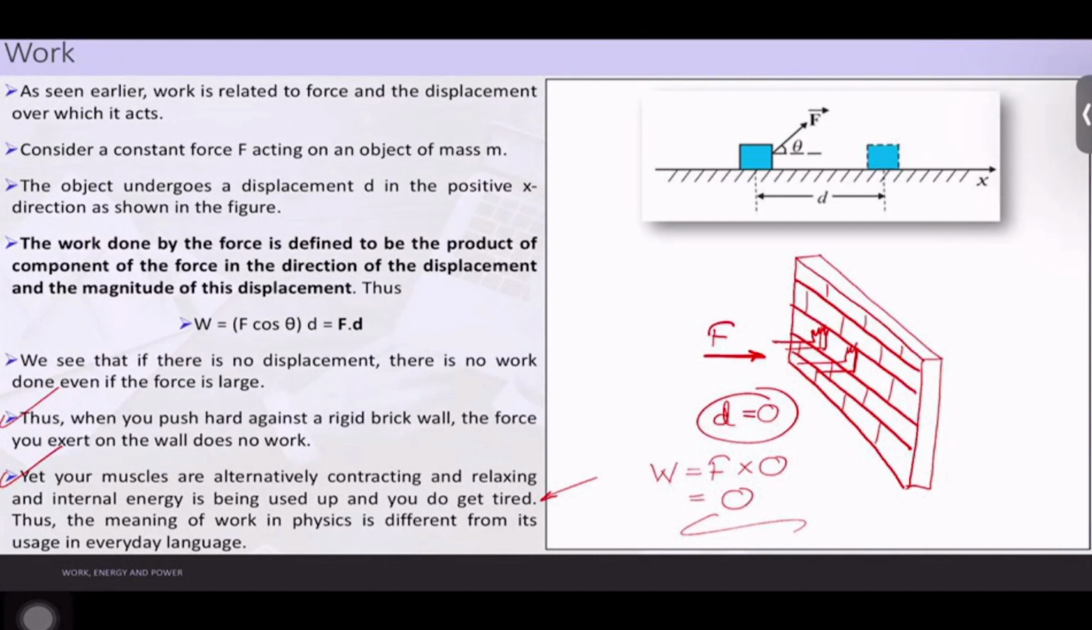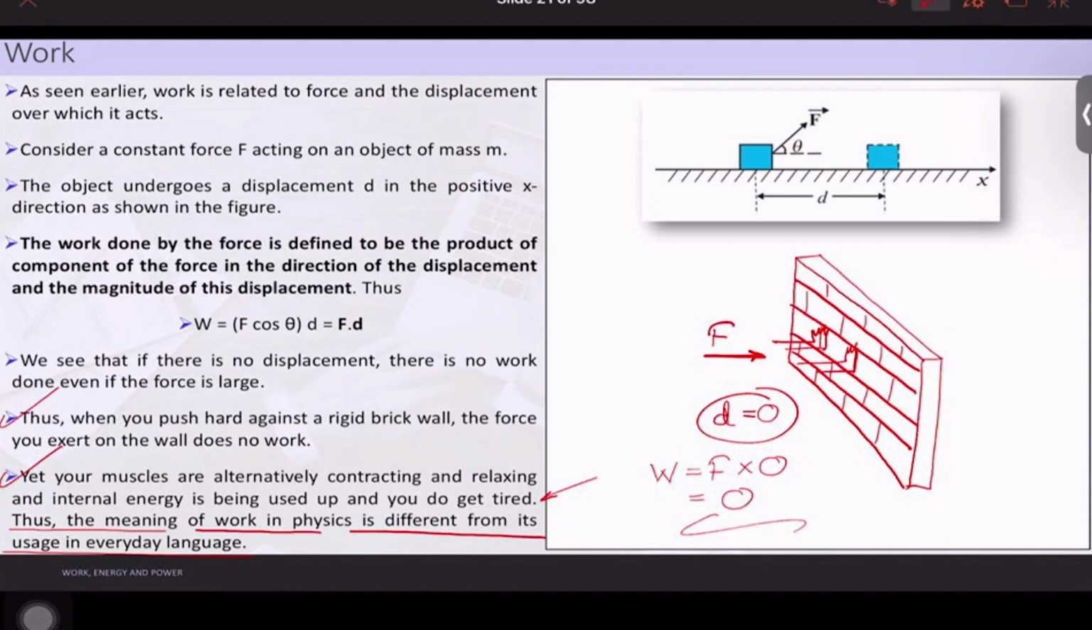That is, we say that some amount of work is done because our hands are paining, our legs are paining. So that is the work done, which is generalized in the everyday language sense. But in physics terms, you have not done work. Yet your muscles are alternately contracting and relaxing, and internal energy is being used up, and you do get tired. Thus, the meaning of work in physics is different from its everyday usage. I think you may have already understood this line. That is, the meaning of work in physics is different from its use in everyday life. Okay, fine. That being said, now let us move forward.